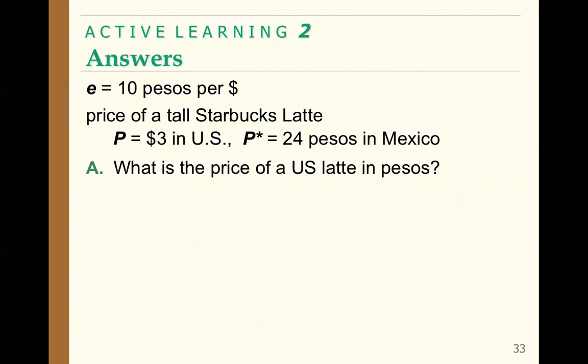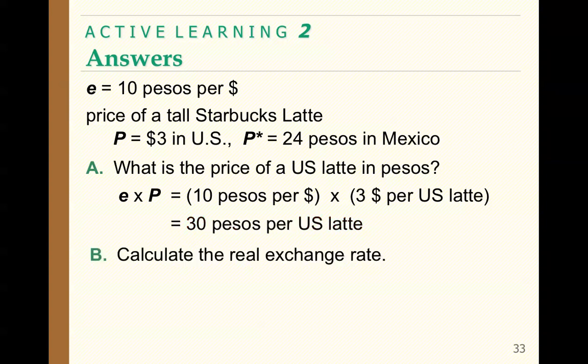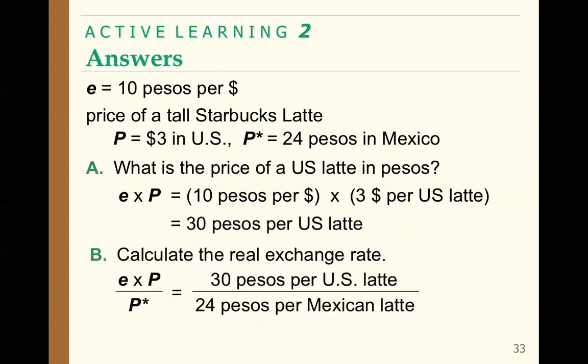All right, what is the price of a US latte in Mexico? It should be 30 pesos per US latte. And calculate the real exchange rate: 30 pesos per US latte, 24 pesos per Mexican latte. Therefore, one US latte buys 1.25 Mexican lattes.